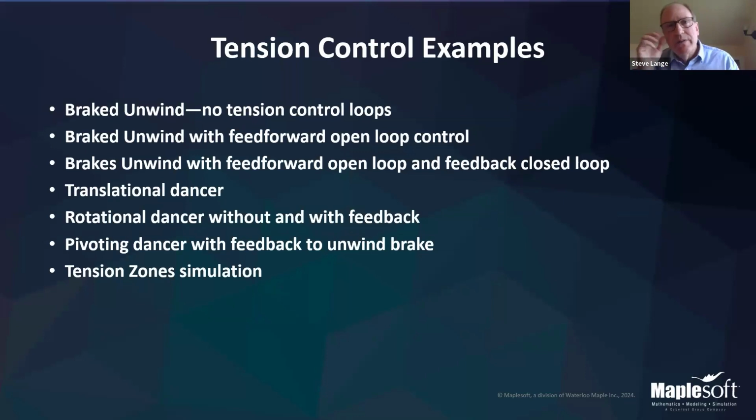So I'm going to cover some examples now using MapleSim for various cases. A break to unwind where there are no control loops, a break to unwind with a feed forward control loop, and then a break to unwind with two different types of loops, feed forward and feed back. We'll talk about dancers, various types of dancers, and then we'll put it all together in a dynamic simulation of a longer web path with multiple tension zones.